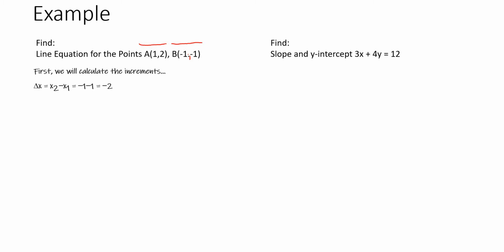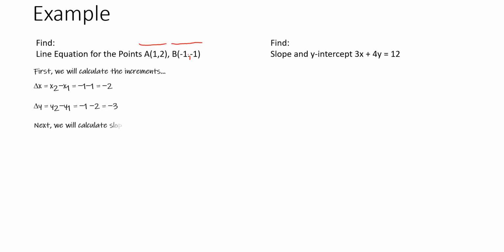So we have our x increment. Now let's find our y increment. Same deal there, except we're going to have -1, because y2 is the y coordinate for B, and y1 is the y coordinate for A. So we're going to have -1 minus 2, which is equal to -3.